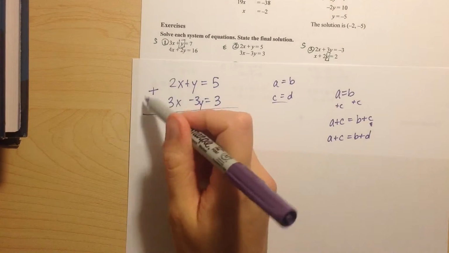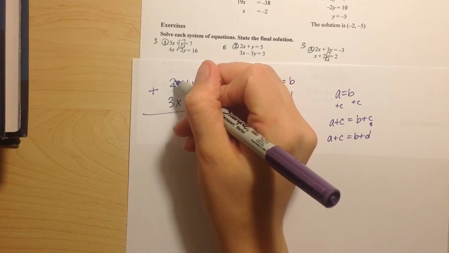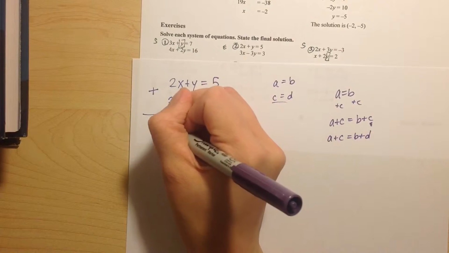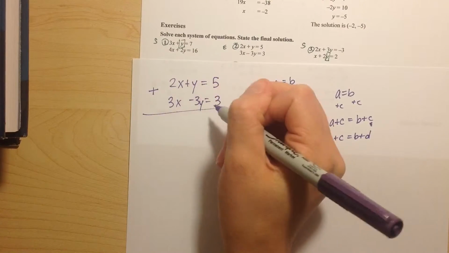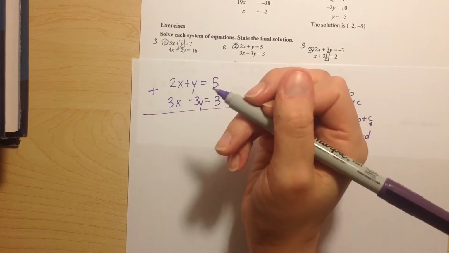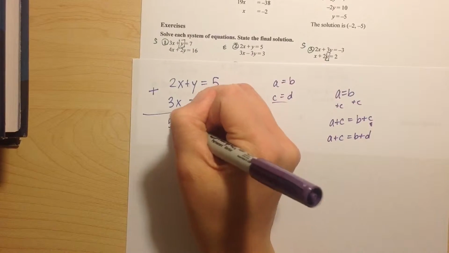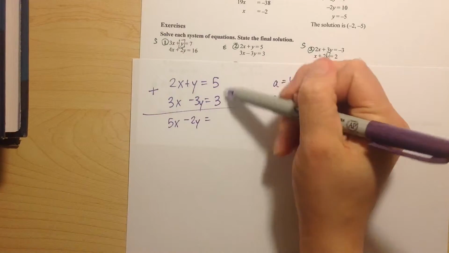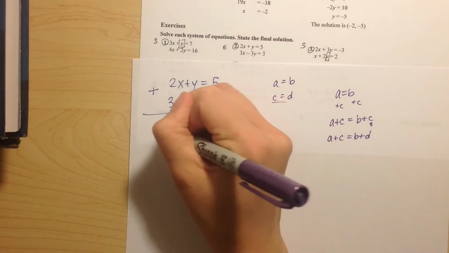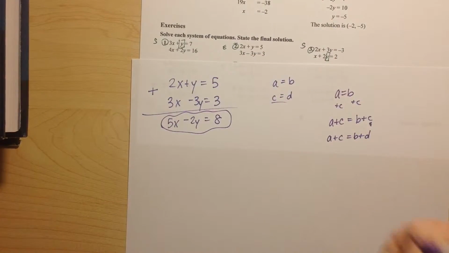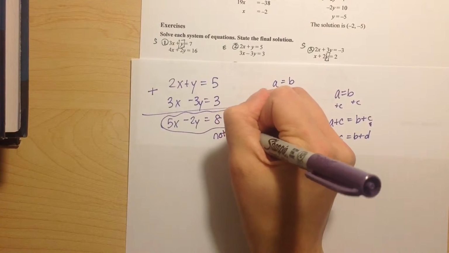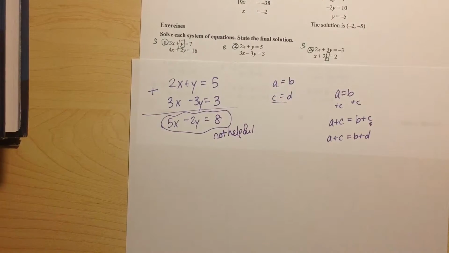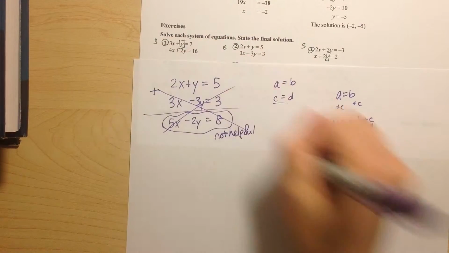But if I added them right now, notice what happens. I end up with 2x plus y and 3x minus 3y. If I add all those with like terms together, I get 5x minus 2y equals, and if I add over here together, 5 plus 3, I get 8. This equation right here is not helpful. Now I have one equation with two unknowns. That doesn't help me at all. So you don't want to do that.